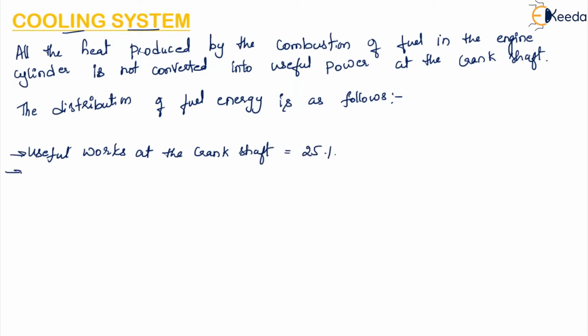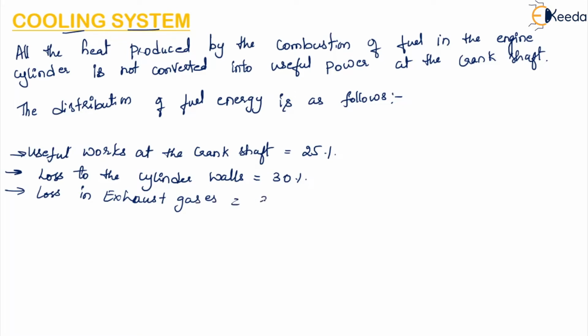Then loss to the cylinder walls, the energy which is lost to the cylinder walls, is 30%. Then loss in exhaust gases is 35%. Then loss in friction is 10%. The quantity of heat given to the cylinder walls is considerable. Here we can see the energy lost to the cylinder walls is 30%, which is a big number.